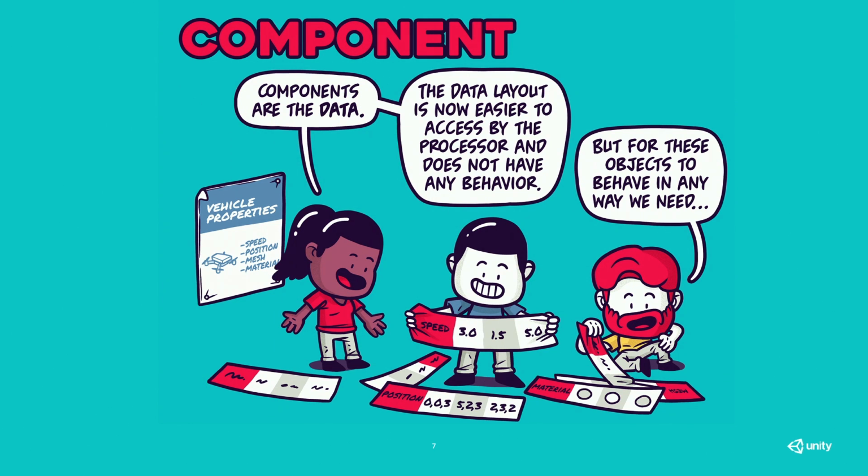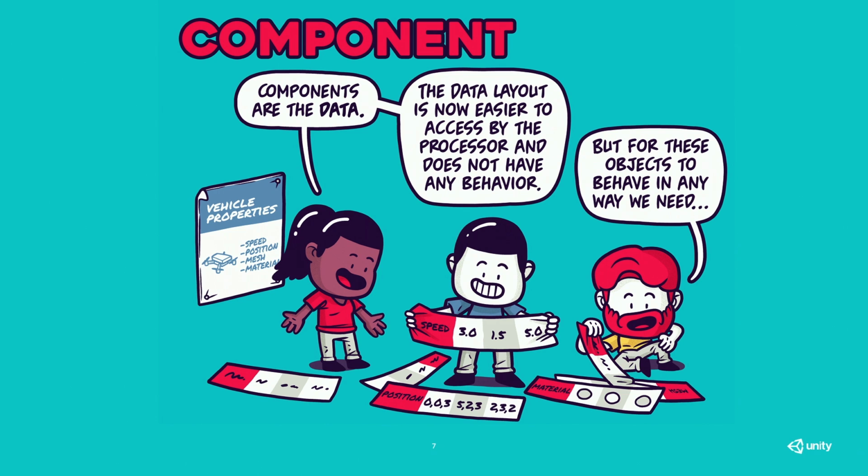The components are just data. They are collections of data. In this case, we can have the speed, which could be a vector 3. We could have a position. We could have a mesh. We could have a material. All these components are going to hold just data. This data doesn't render my drone. This data is not going to move my drone. It's just defining how a drone is assembled, but cannot do anything.